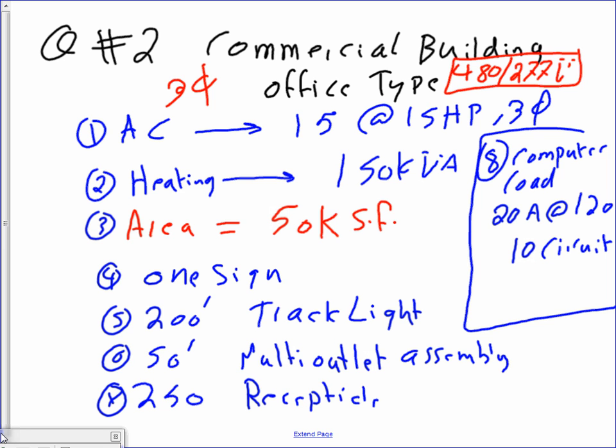Computer load, now this is new, Adam, I don't think we did this. Assume it's a standalone computer load. I have computer load of 20 amps at 120 volts, 10 circuits. Did you guys hear me? 10 circuits, each one of these circuits is 20 amp. It's dedicated for data and computers. And I need to size, what do I need to do?